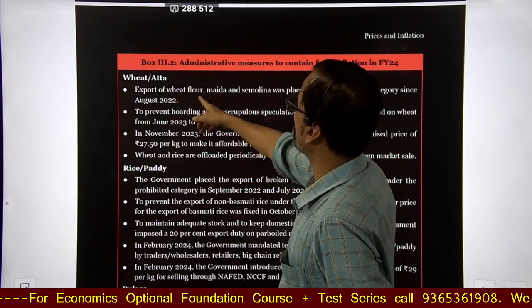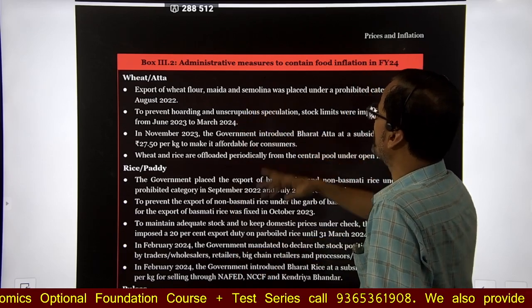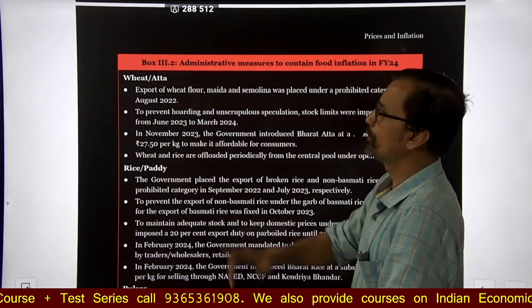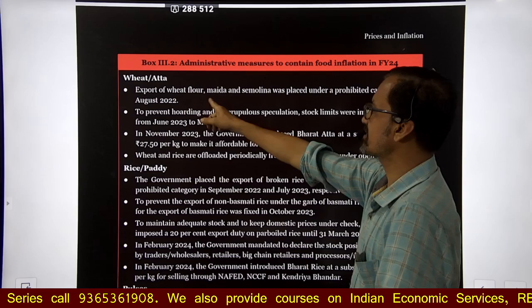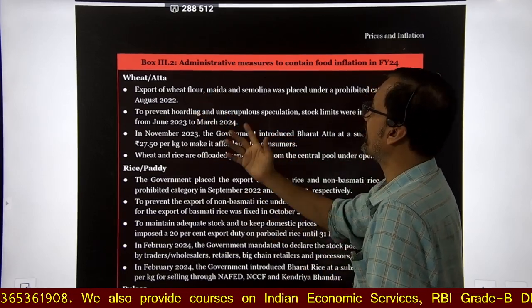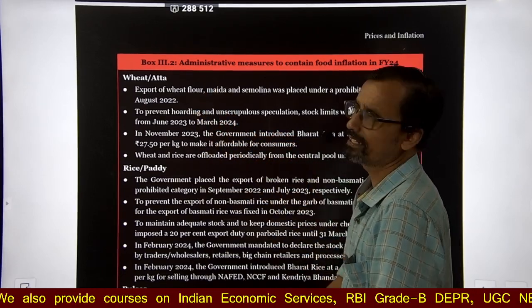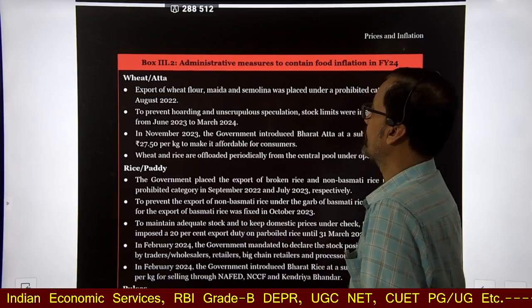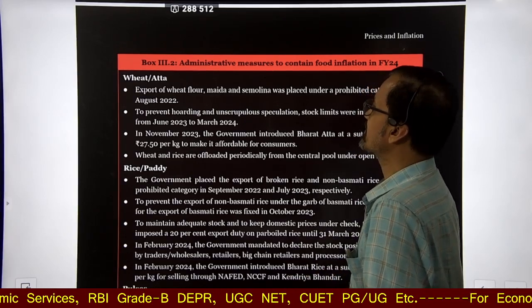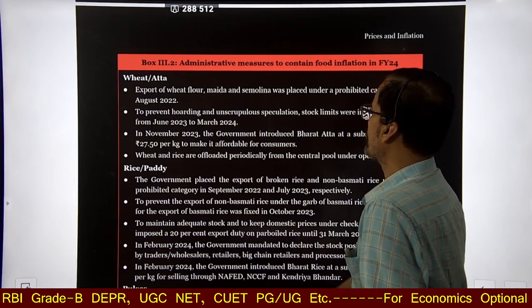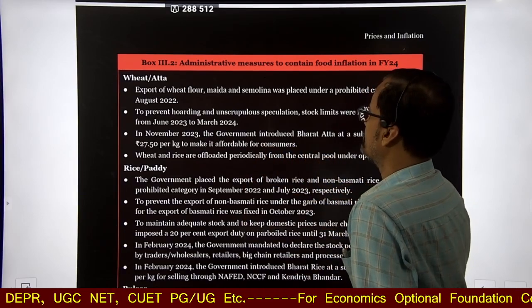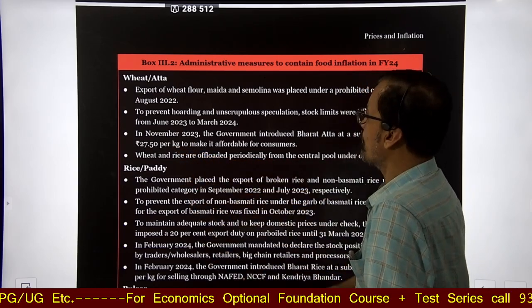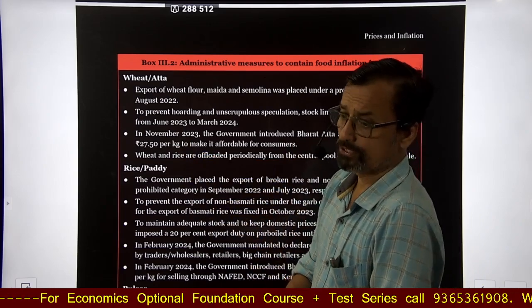For example, export of wheat flour, maida and semolina was placed under the prohibited category in August 2022. So all such items cannot be exported from India. This is one administrative measure that was taken. To prevent hoarding, this is another administrative measure that was taken. The government introduced Bharat Atta, at 27 rupees per kg. All are administrative measures.